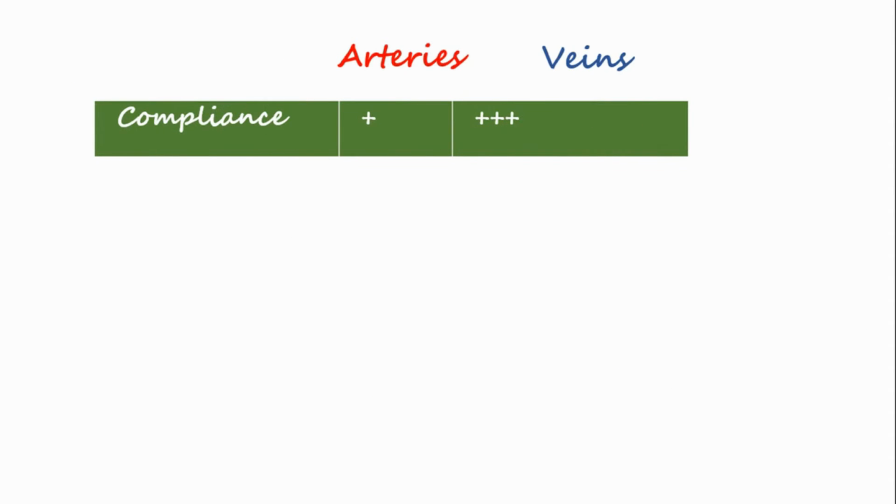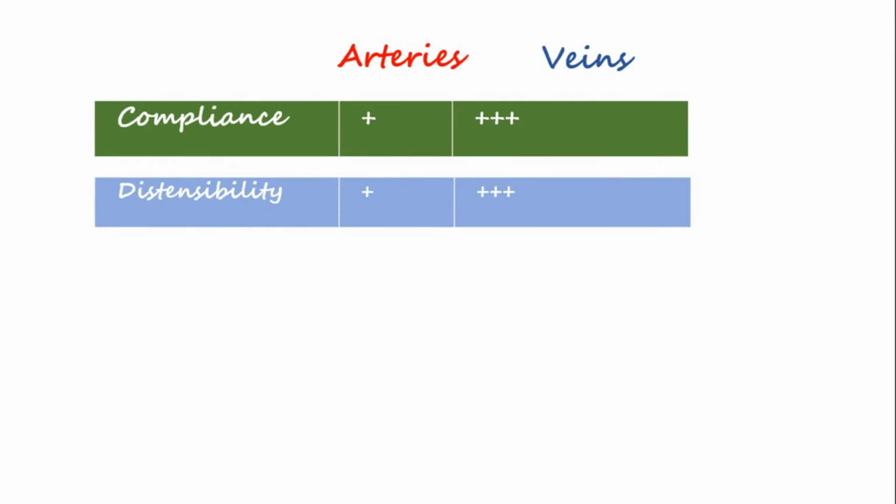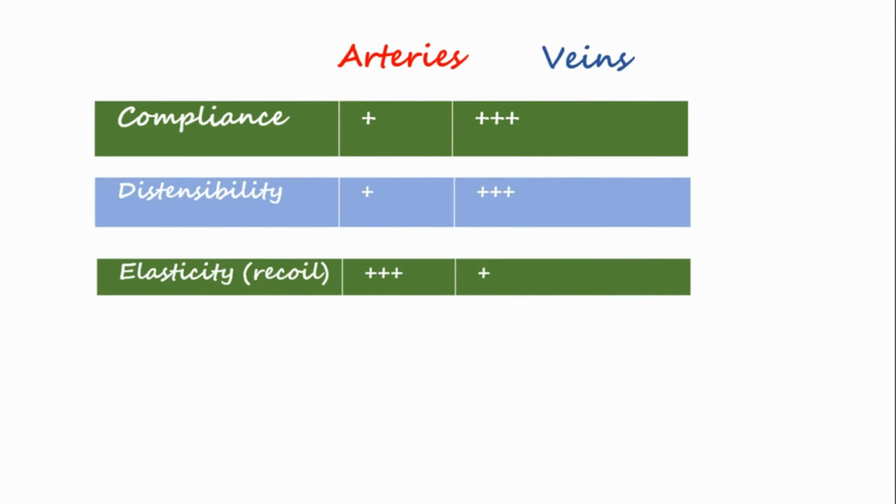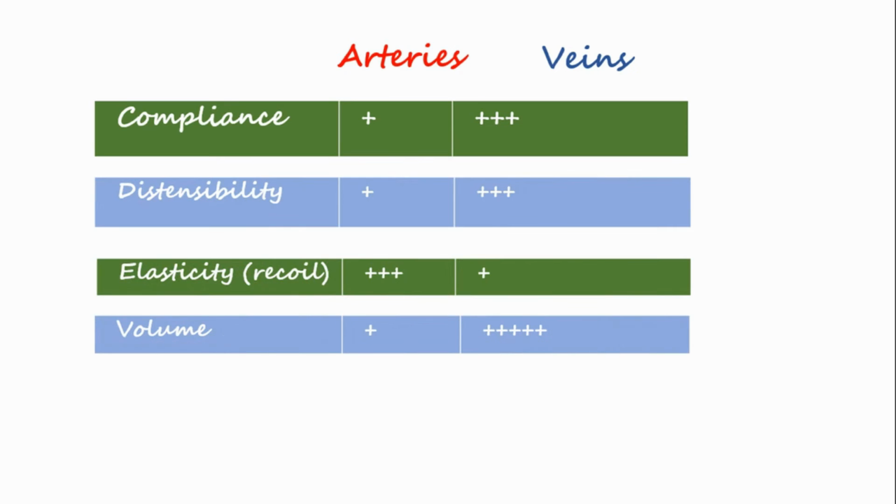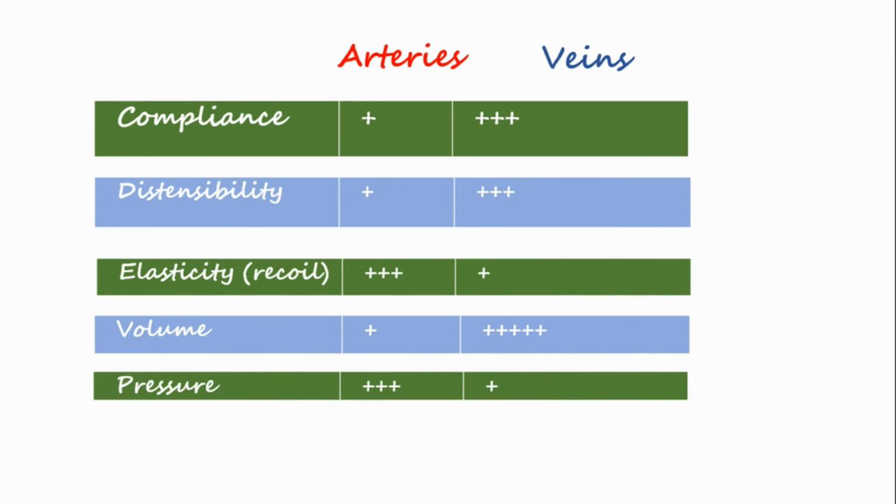So when we compare the mechanical properties of artery and vein, we find that arteries have lower compliance and distensibility than vein. Arteries have higher elasticity than vein. Therefore, arteries can accommodate a smaller volume of blood than vein. And arterial pressure is higher than venous pressure.